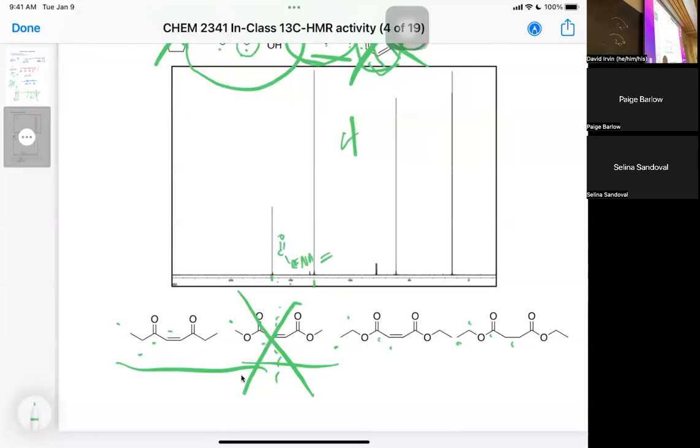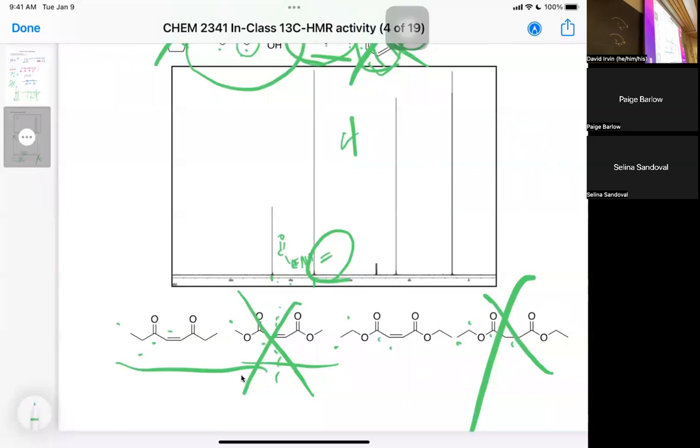So just like before, we have 4 signals, but we can eliminate one more of these. Which one can we eliminate? The last one, because there's no double bond in here. So it's got to be one of these two. So how can we tell the difference between these two?